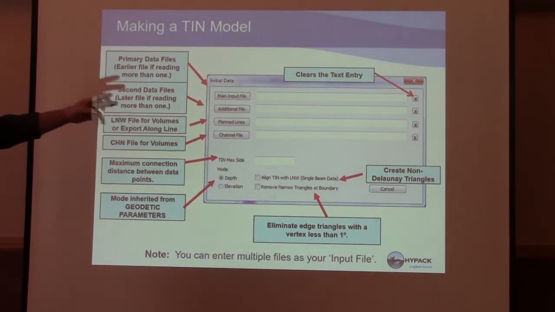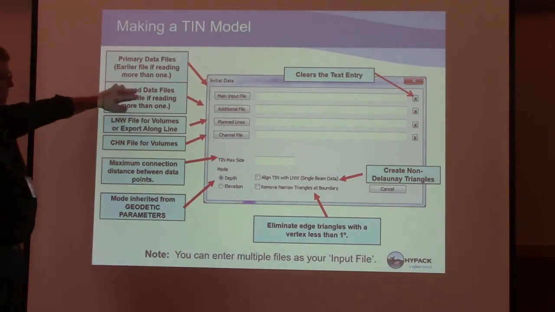A line tin with LNW file does the non-Delaunay triangles, which if you're doing single beam data and you don't check that box, you can get long, thin triangles at your edges that checking that box will help remove. Remove narrow triangles at the borders, so sometimes you'll get that triangle that, you know, we're standing here and the three of us create a triangle, but over here I've got this one little line that creates a really thin, narrow triangle to the tin. You can remove those little ones that don't account for anything.